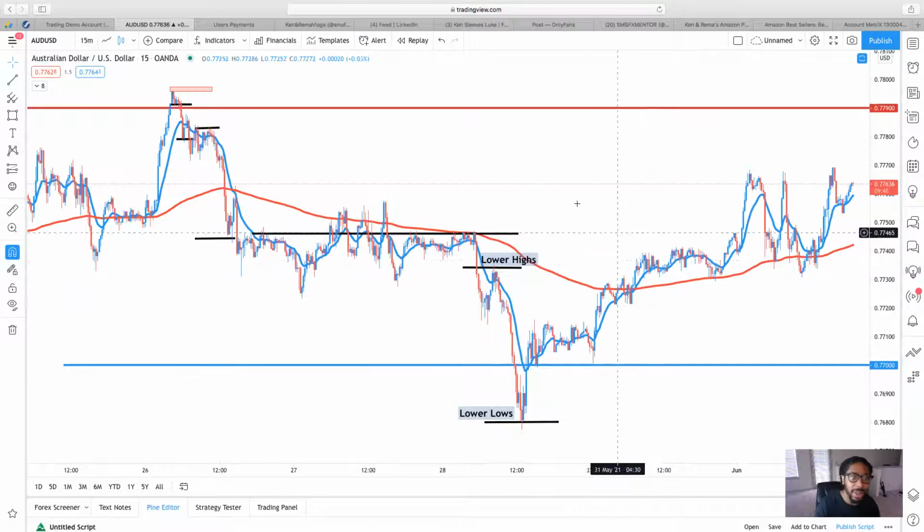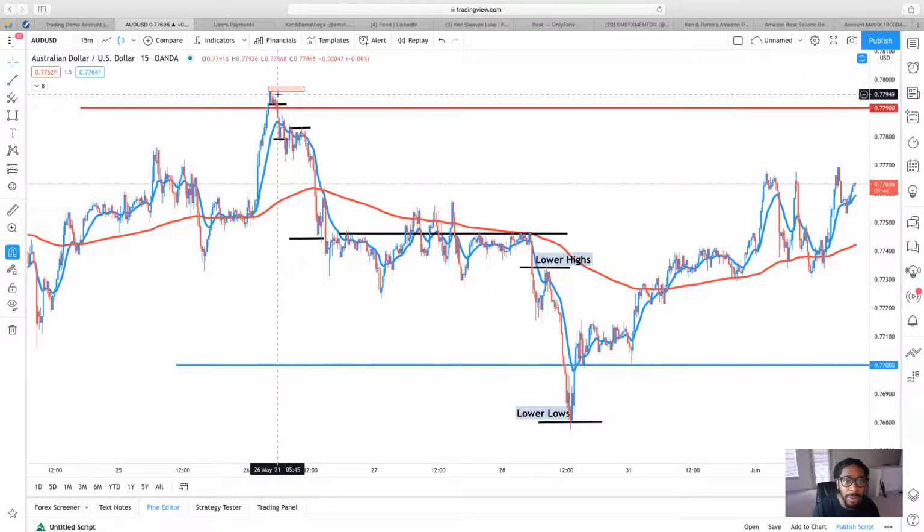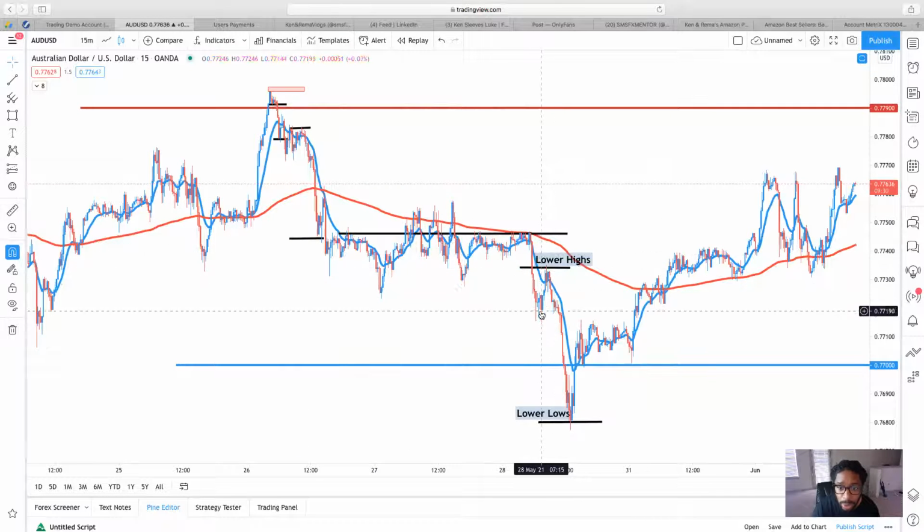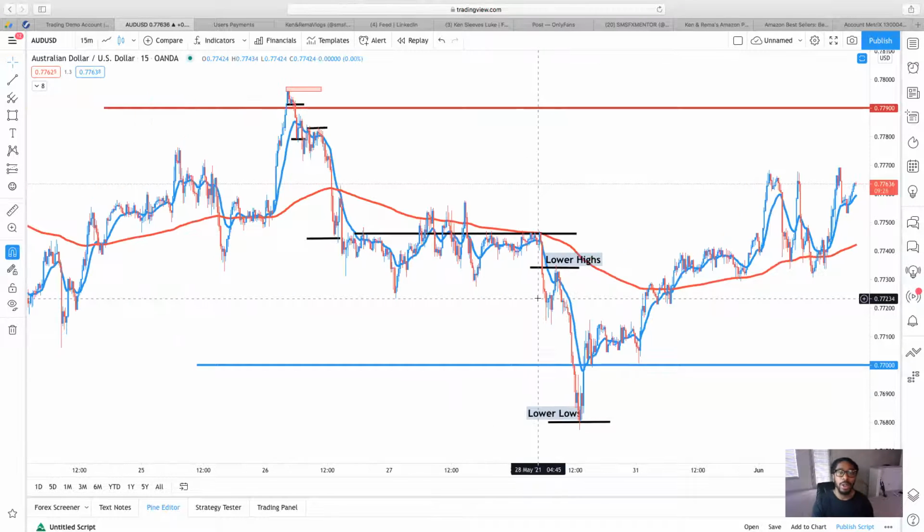So we started way up here, right, from resistance, and we found a high. Then we found a lower high, and a lower low. Then we found a lower high and then a lower low. Then again a lower high and then a lower low. That is how you determine an uptrend or a downtrend, guys.